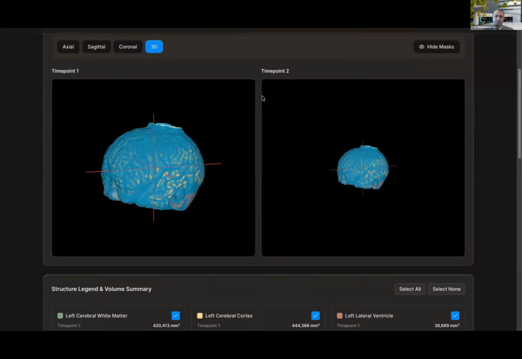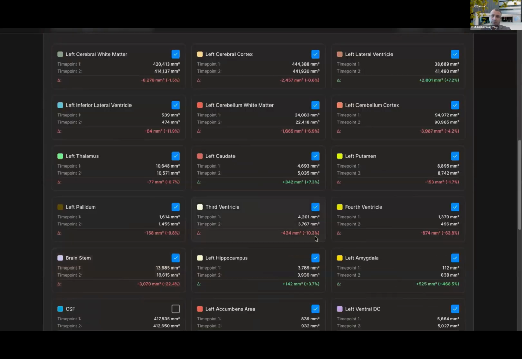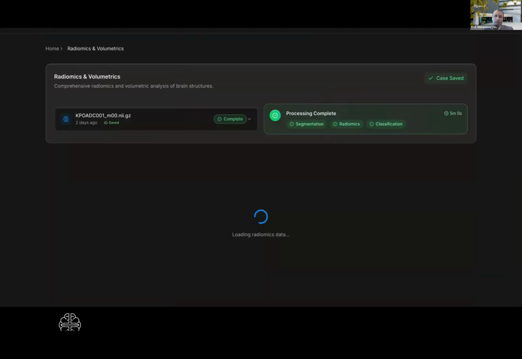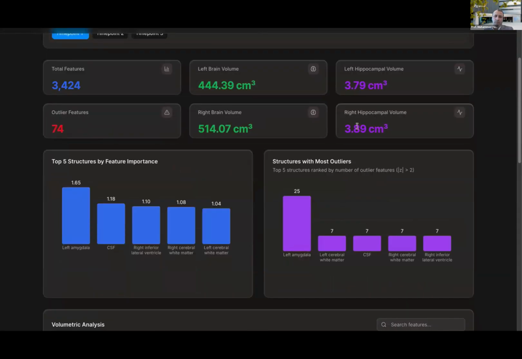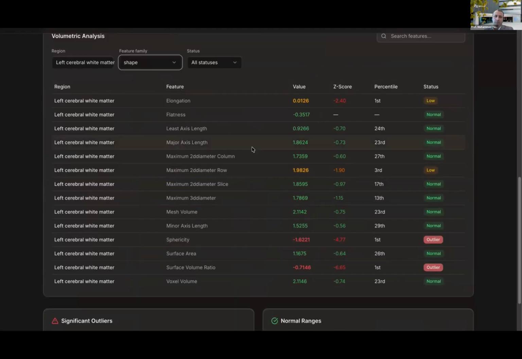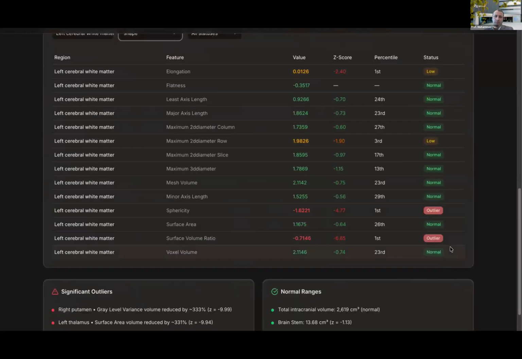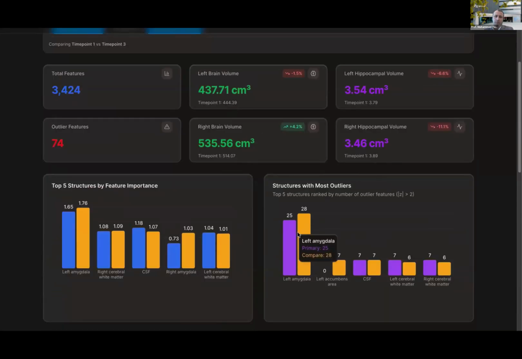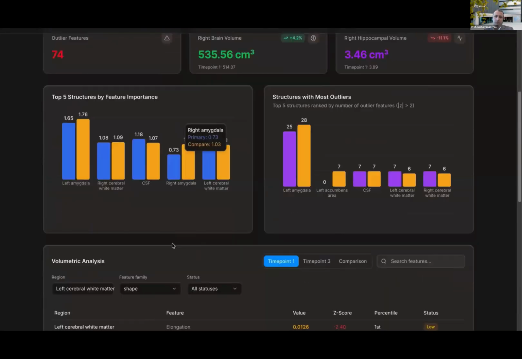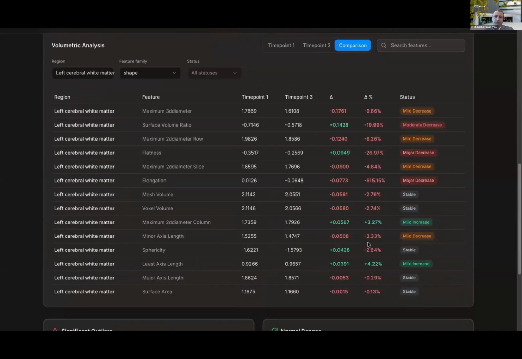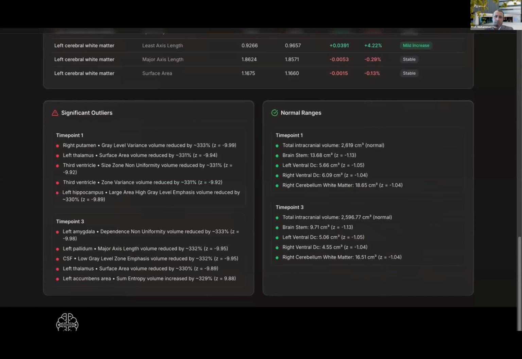The longitudinal table quantifies every change, every structure, every time point, automatically tracked. The radiomics dashboard: 3,424 features extracted, outliers flagged relative to the normative cohort, structure ranking and feature importance are displayed. Every feature is benchmarked with a z-score, percentile, and status flag. The analysis is also available in longitudinal mode. The comparison tab of the volumetric analysis tracks feature-level change between time points. Each row shows the time point value, absolute delta, percent change, and a categorical trend status.